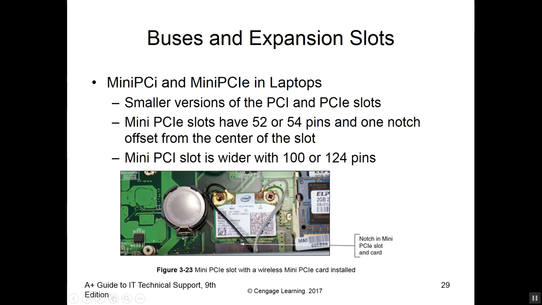Now, some PCs and some laptops will have an expansion slot, and depending on how it's set up, it may have a PCI slot where we can plug in a little Wi-Fi card. The example here in figure 3-23 is a little Wi-Fi card. It's a mini PCIe slot, so it's got the wireless mini PCIe card installed in it. You'll see 2 wires connected to it, and those are the antenna wires.